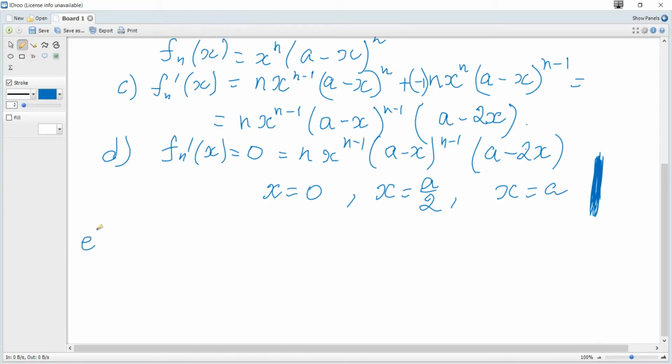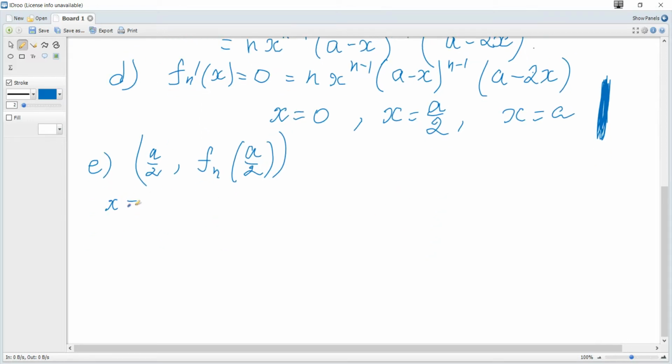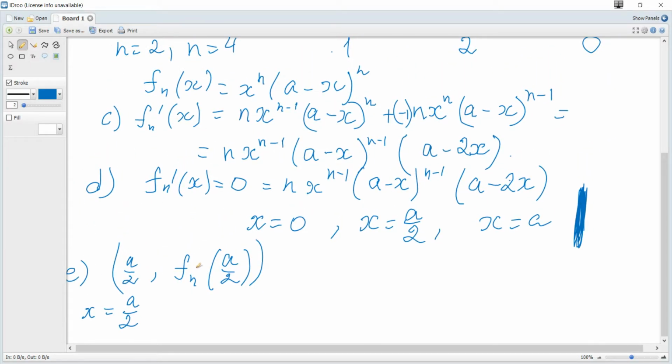E. Show that the point a over 2 and the corresponding y coordinate f_n(a/2) on the graph of y = f_n(x) is always above the horizontal axis. 3 marks. So let's consider x to be a over 2, and we need a function f_n.